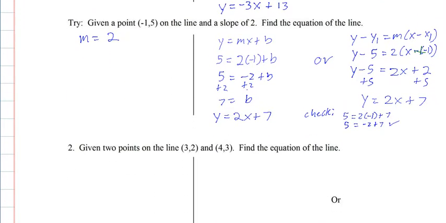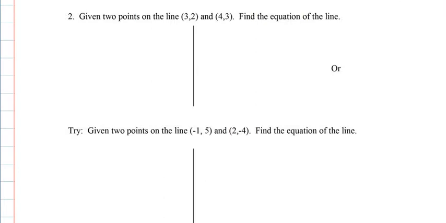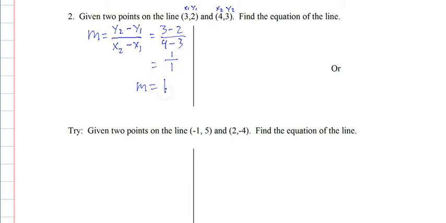Alright, so now what if the slope is not given? Well, we already know how to find the slope. We get to use our formula. It's y2 minus y1, our rise, over our x2 minus x1, our run. So that would be x1, y1, x2, y2. So it's 3 minus 2, 4 minus 3, 1 over 1. So our slope is 1.